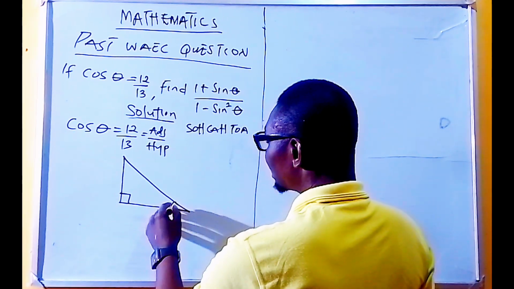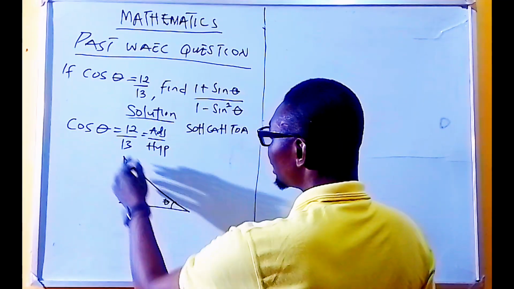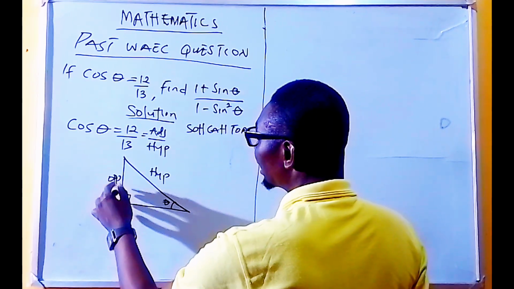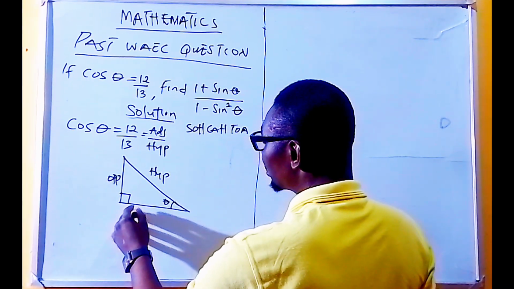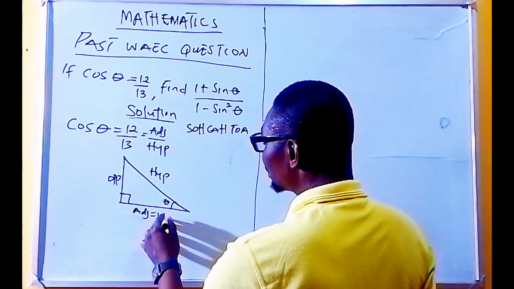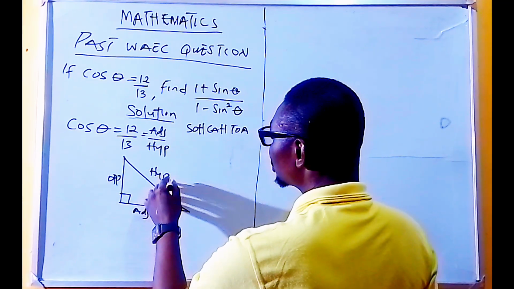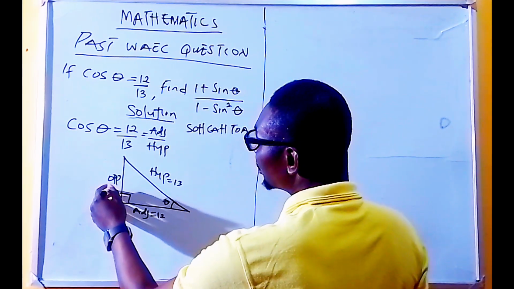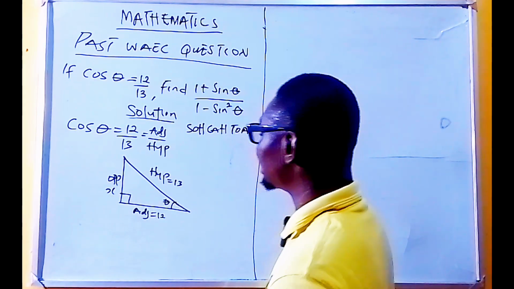So let's say this is the theta, this is the hypotenuse. Let's say this side is the opposite side, and this side is the adjacent. And they said the adjacent is equal to 12, and the hypotenuse is equal to 13. Then the opposite side we don't know. It means that we have to look for it.